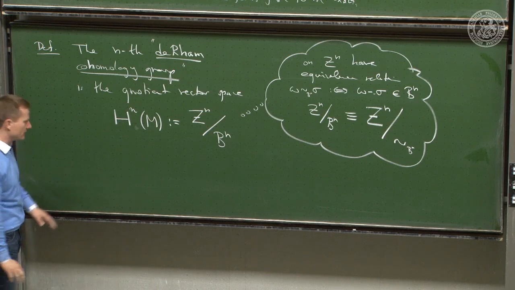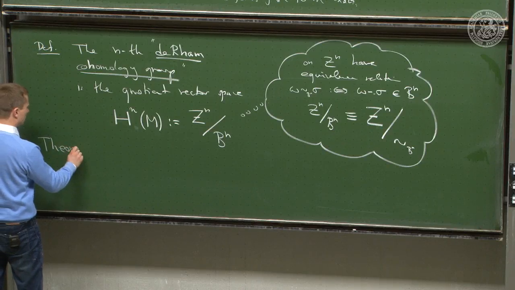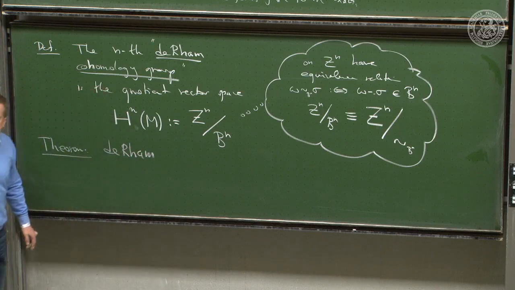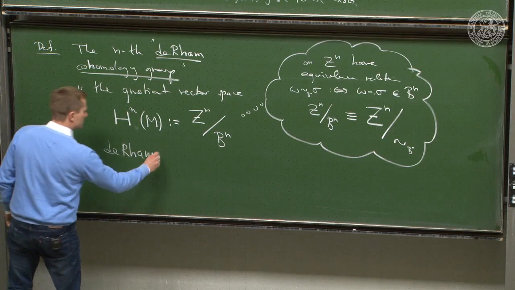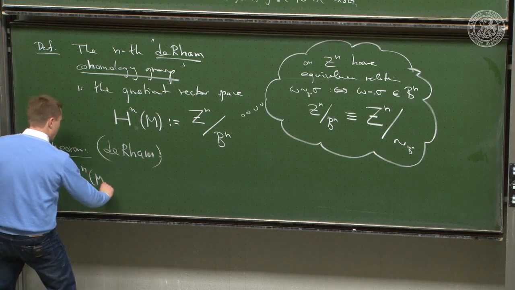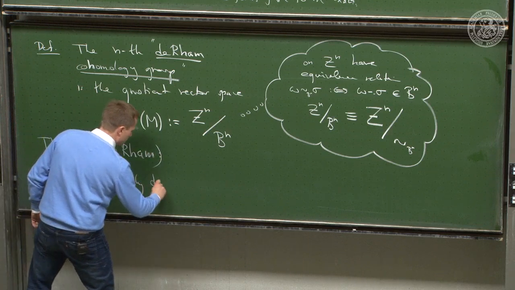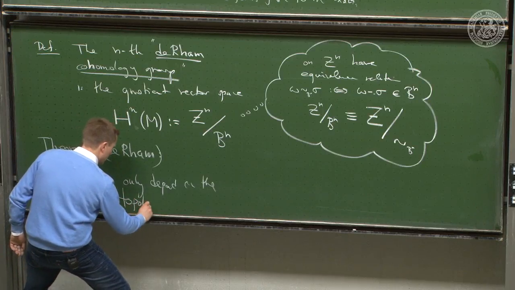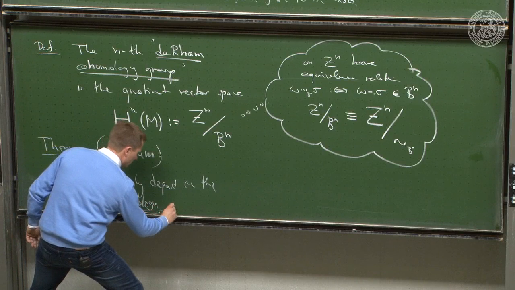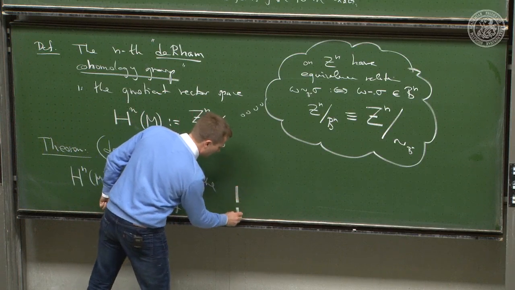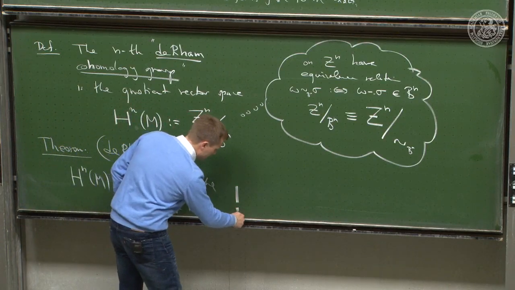Before I give you the first example of this, I quote a theorem, and that's de Rham's theorem. And I don't quote it in its technical detail, but only in its conceptual implication. De Rham's theorem says that the H^n of M only depends on the topology of M.